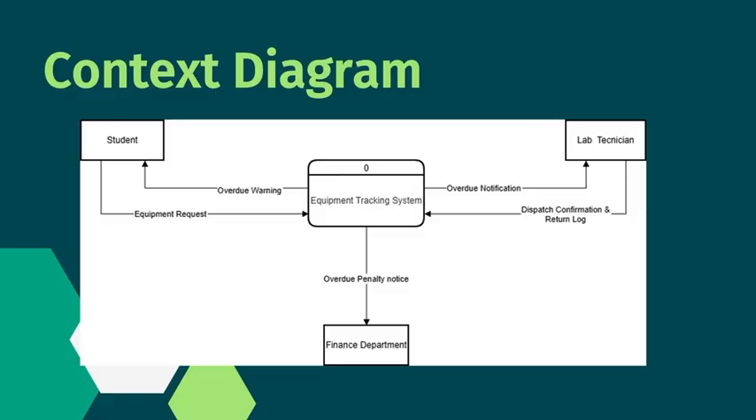Second, the lab technician. They receive an overdue notification to track delinquent items, and they provide the system with dispatch confirmation and return log to update equipment status. Lastly, the finance department. They are the final recipient. The system sends them an overdue penalty notice so they can handle the billings.